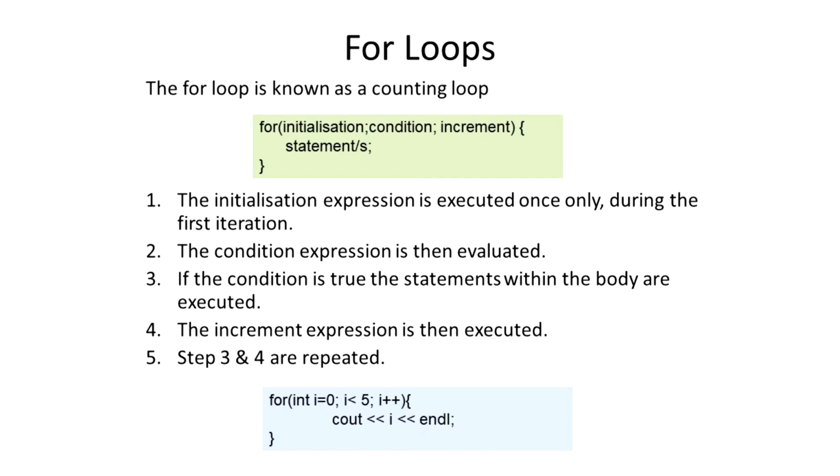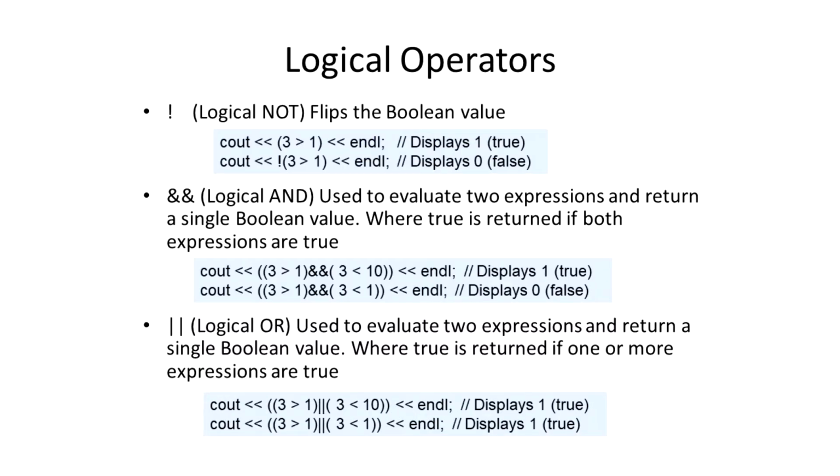Okay, so hopefully that's been useful revision on the iterative control structures, such as the while loop, the do while loop, the for loop, and the for each loop as well. Let's move on now and have a look at another subject. Let's talk about logical operators.